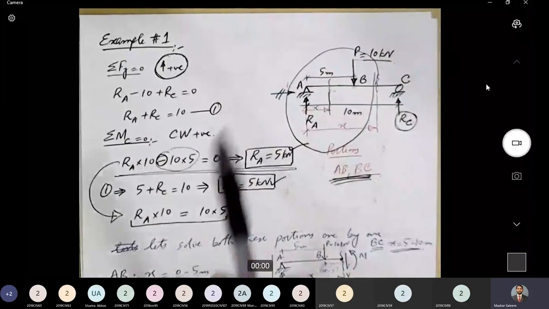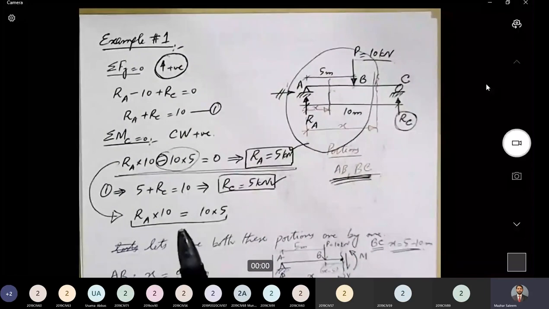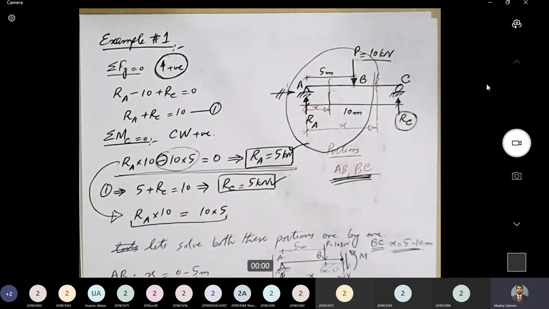Bismillahirrahmanirrahim. Dear students, today we will be solving a couple of problems related to shear force diagram and bending moment diagram. In last class, we started our first problem. We could not complete that. So today I will start by reviewing that part that we discussed in last class, and then we will complete this problem.